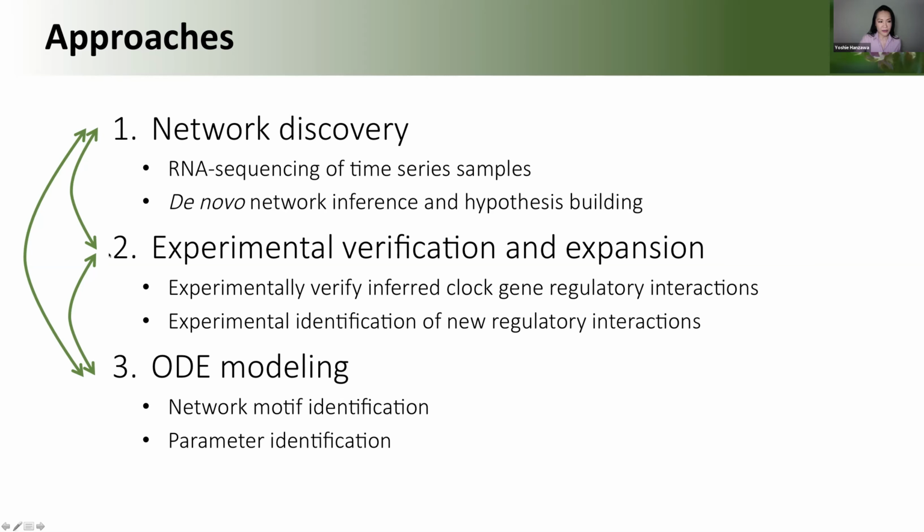Once we do that, we can go back to the original network structure we initially came up with, revise and remodel it, and come up with new hypotheses that should be tested by experiments. Once the model reaches a certain level, the next step is mathematical modeling. We can do further ODE modeling, network motif identification, and parameter identification. The modeling of course gives us information about the structure of the network and new hypotheses to be tested by experiments.